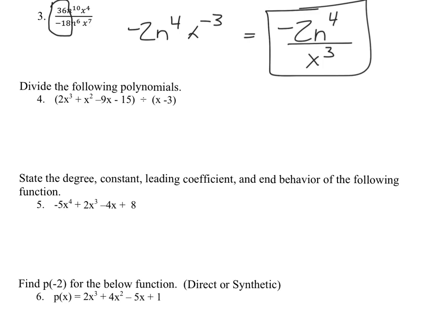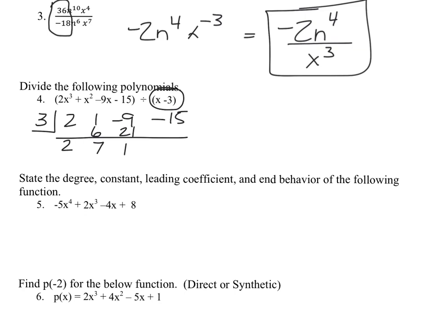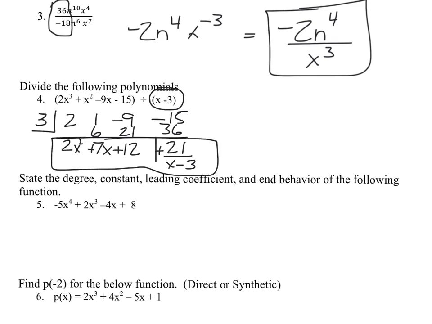Dividing polynomials, I'll do this synthetically. Since I'm dividing by x minus 3, I'm going to put a 3 out in front. The process is bringing down the 2, multiplying, add, multiply and add, multiply and add. This is my remainder, which I'm going to put over x minus 3. 12 is my constant, it should be 7x and 2x squared. And that would be my final answer there for division.